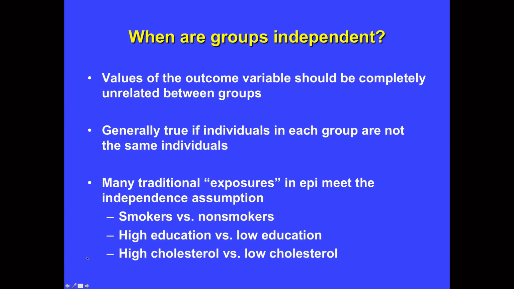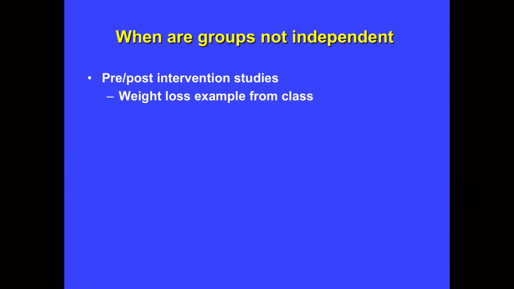And here are a couple of common examples of other exposure variables that might be used in epidemiological settings. You might look at smokers versus non-smokers and see if levels of some outcome variable are different, or people with high versus low education, or high versus low cholesterol.